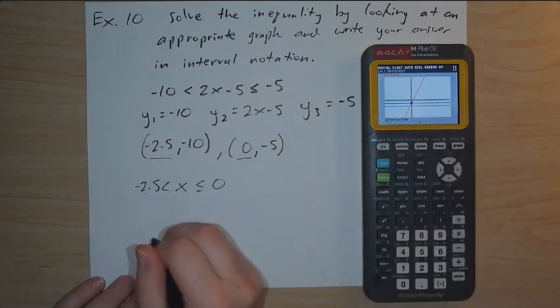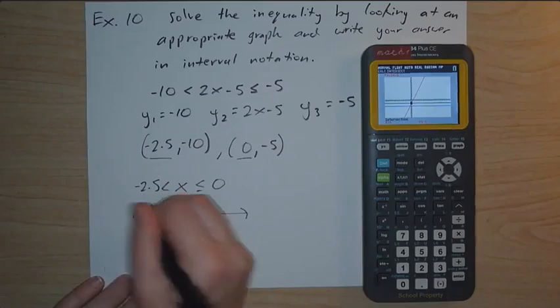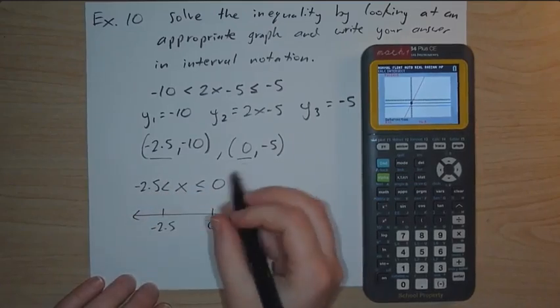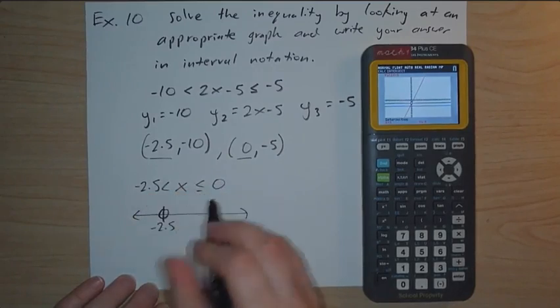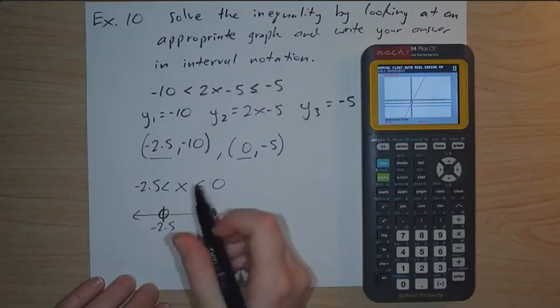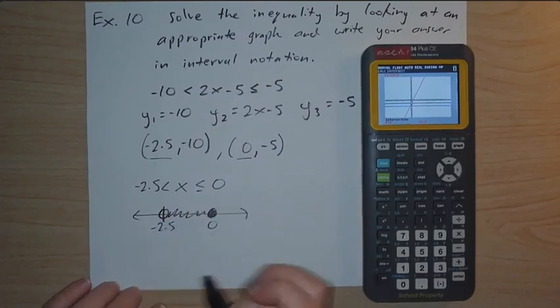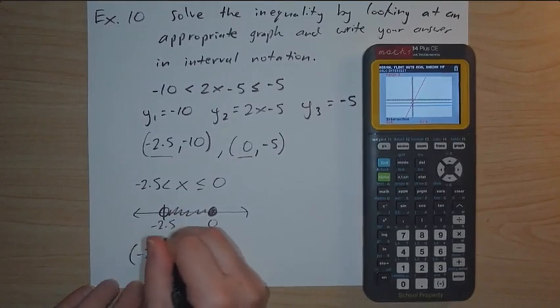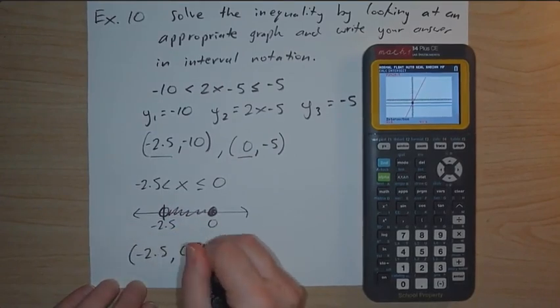So in interval notation, we draw a number line. We have negative 2.5, we have 0. It's an open circle at negative 2.5 and a closed circle at 0. And it's in between. So, in interval notation we have open parenthesis, negative 2.5 to 0, closed bracket.